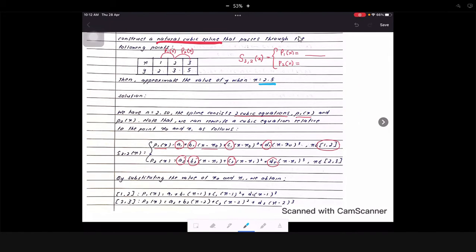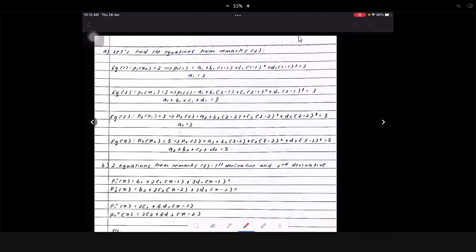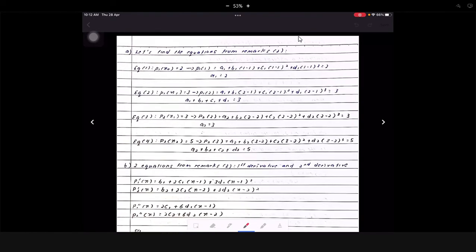Okay, so it's kat sini kan. Right, so the next page, okay kat sini. Okay, so it means that untuk P1 dia melibatkan interval 1, 2. So dia included, maksudnya dia sebab dia adalah continuous.